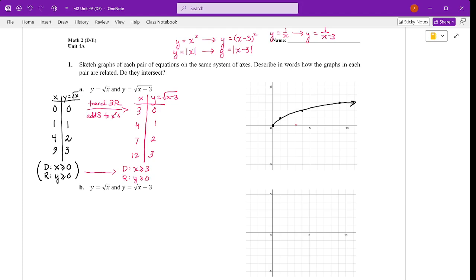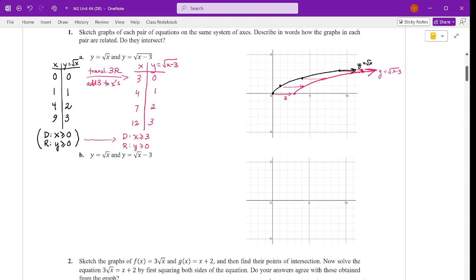And now we can plot those points. 3, 0, which if you notice is exactly 3 units this way. And then 4, 1 is right here. And then the next one is 3 units over. That's 7, 2. And then 12, 3 would be up here somewhere. And then the new graph looks sort of like that. And so everything is exactly 3 units over. If you just slid the black one 3 units to the right, you get the red one. So this is y equals root x minus 3, and the black one, y equals root x.